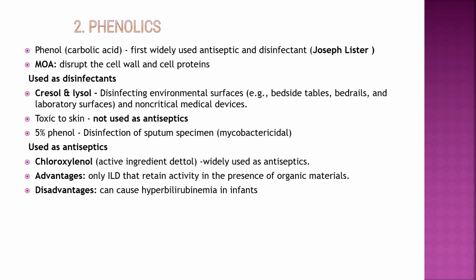Second are the phenols. Phenol, or carbolic acid, was first widely used as an antiseptic by Joseph Lister. Mechanism of action: disruption of the cell wall and cell proteins. There are two uses. Used as a disinfectant, for example cresol or Lysol, for disinfection of environmental surfaces, that is bedside tables, bed rails, laboratory surfaces and non-critical medical devices. It is toxic to skin, so not used as an antiseptic. 5% phenol can be used for disinfection of sputum specimens as a mycobactericidal.